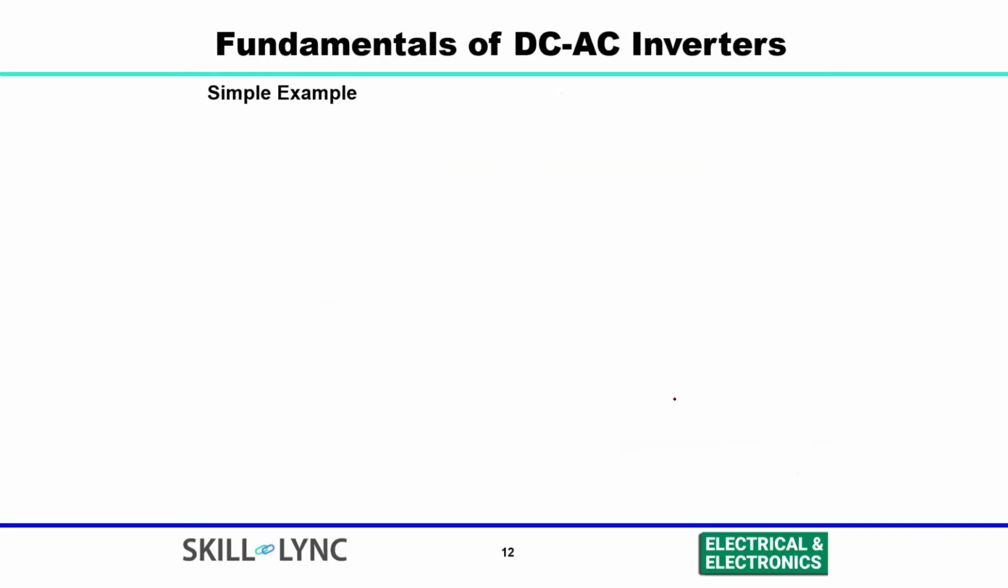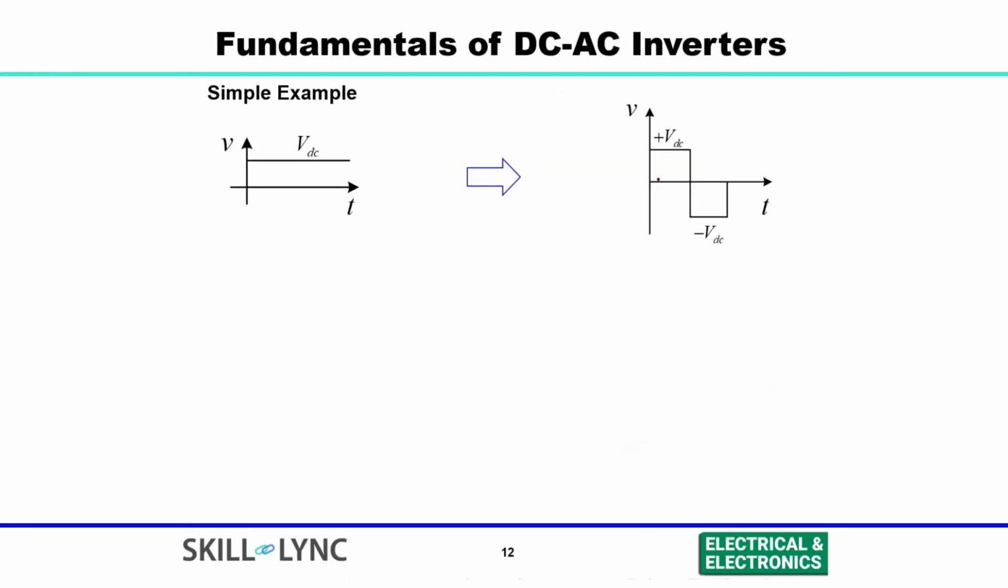Let's start with a simple example. We have a DC source with VDC, and we need to generate a square wave. We assume this is an AC wave. So what we need to do is generate an AC wave with a particular duration: VDC for some interval T1 and minus VDC for the T2 interval.